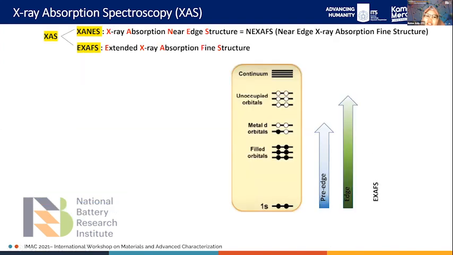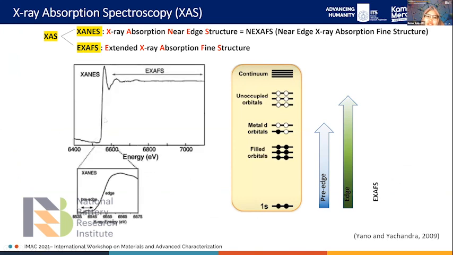And here, XAS consists of two regions, as I explained before, XANES and also EXAFS. Here are examples of the XAS spectra. This part is the XANES region, and this part at the high energy range is EXAFS. XANES itself consists of the pre-edge and the edge, and usually the analysis of the XANES absorption peak is around 50 electron volts from the edge peak.